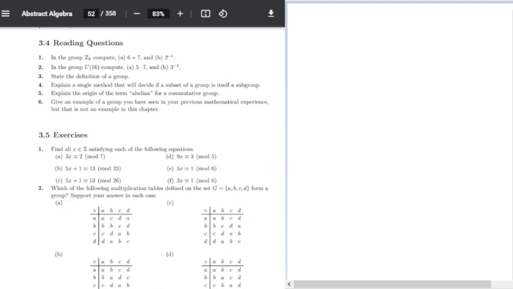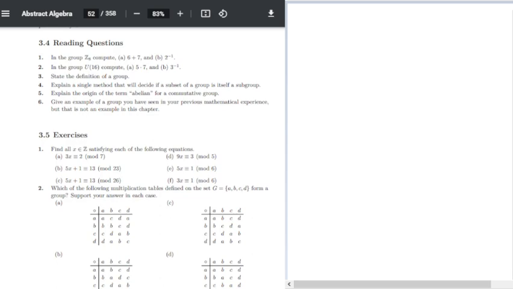All right, we have, okay, nth group is 16, repeat that. Let's take the definition of a group. Okay, so a group is a set along with a binary operation from that set to itself that is associative, has identity, and has inverses for every element in that group. I'll explain a single method that will decide if a subset of a group is itself a subgroup. So, assuming that the subset is non-empty, if for any two elements g and h in that group, we have g times h to the negative 1 is in that group, then that means that the group will be a subgroup.